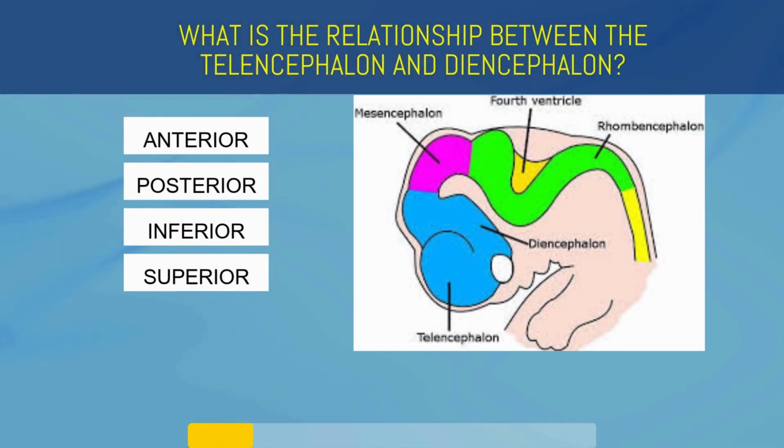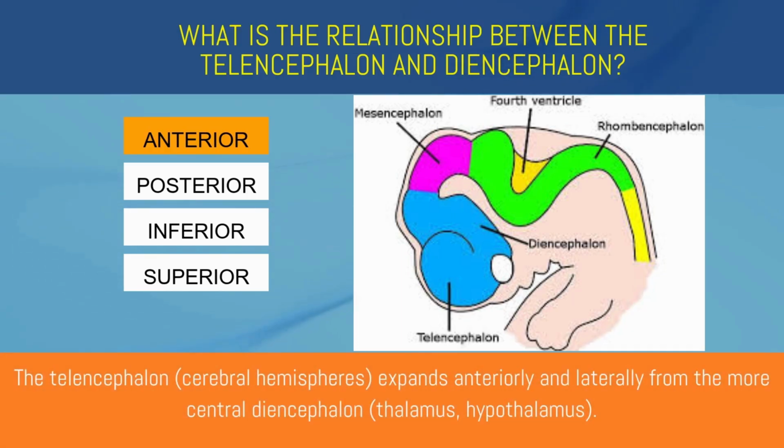What is the relationship between the telencephalon and diencephalon? Anterior, posterior, inferior, or superior? Anterior. The telencephalon expands anteriorly and laterally from the more central diencephalon.